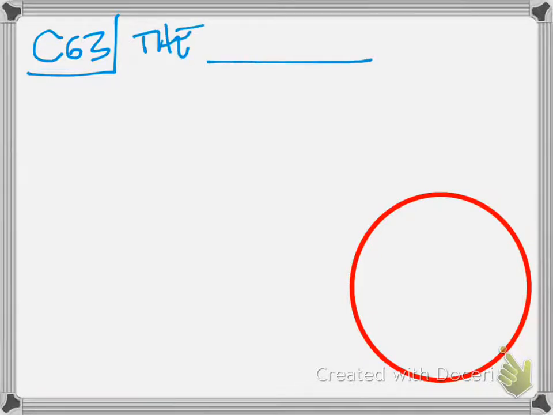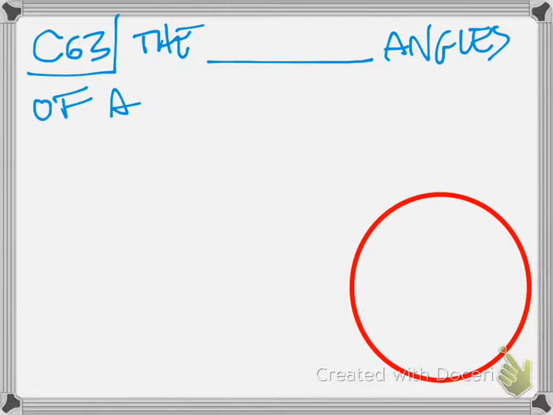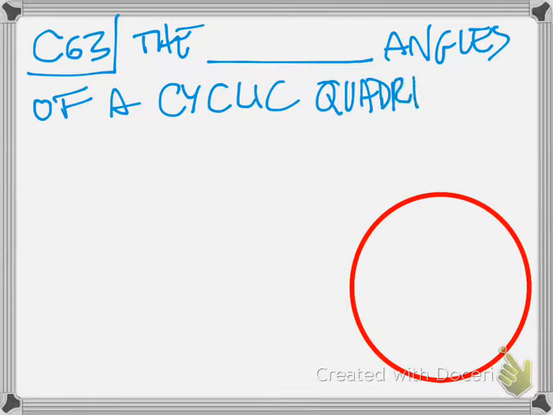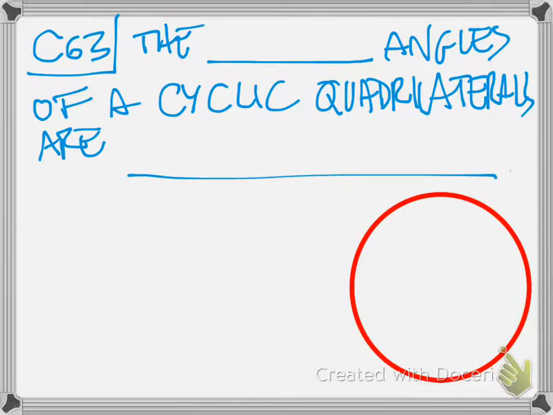So 63. The blank angles of a, and this seems like a new word because it is, because we have not called it this. It happens every year because we don't talk about it and the book has it written this way. I suppose I could write it another way, but I don't. Okay. The blank angles of a cyclic quadrilateral, and why did I plural it? Can I get just that tiny bit out? Yeah. The blank angles of a cyclic quadrilateral are what?